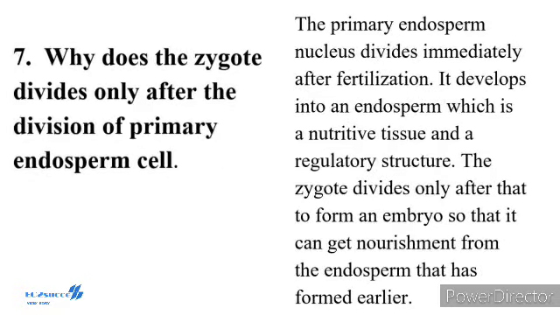Seventh question, why does the zygote divide only after the division of the primary endosperm cell? So the answer: the primary endosperm nucleus divides immediately after fertilization. It develops into an endosperm, which is a nutritive tissue and a regulatory structure. The zygote divides only after that to form an embryo, so that it can get nourishment from the endosperm that has formed earlier.